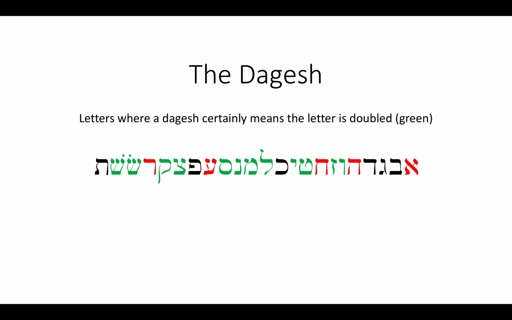So there are other letters in the alphabet, and I've put them up here in green just to identify them. When you see a dagesh in any of these letters, it most certainly means that the letter is being doubled, because these aren't letters where the sound is changed at all by a dagesh. So it's not there for sound purposes. It's there to indicate doubling. So if you see a dagesh in a green letter, it most certainly means that the letter is doubled.